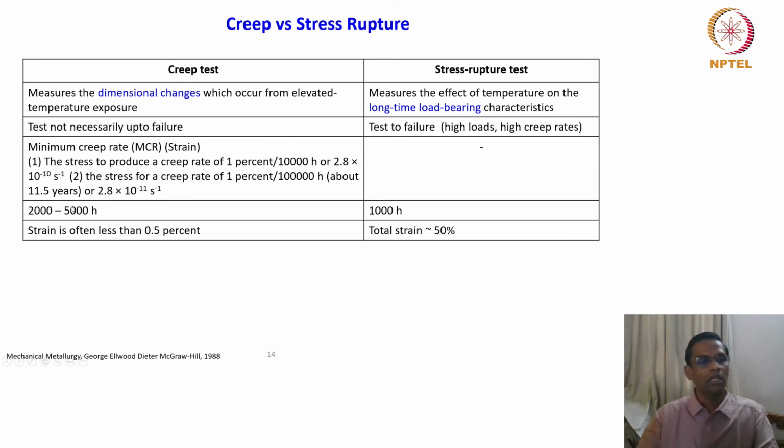The typical time taken for a creep test is 2000 to 5000 hours, but for the rupture test it is just around 1000 hours. The total strain is often less than 0.5% in the creep test, and in the rupture test it is nearly 50%. These are the primary differences between the creep test and the stress rupture test. But the purpose of measuring these parameters is quite different, which we have also discussed elaborately.